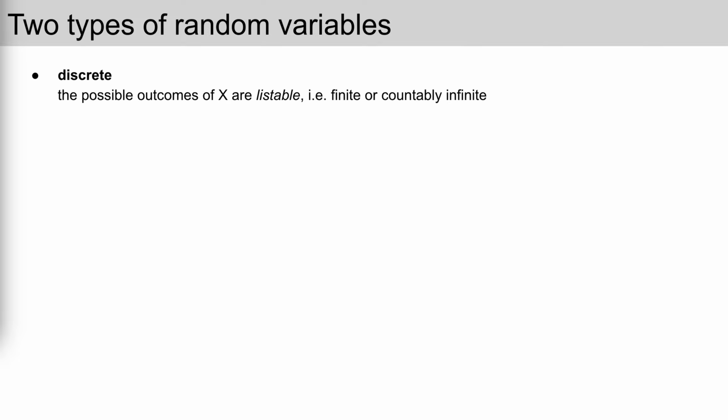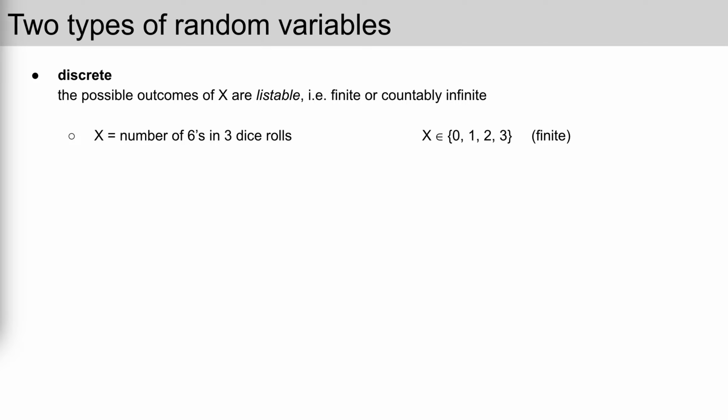In general, there are 2 types of random variables. First, a random variable X is discrete if its possible outcomes are listable, that is, if they are finite or countably infinite. Let's consider some scenarios. As in our example, if X is the number of heads in 3 coin flips or the number of 6s in 3 dice rolls, then X is discrete. It has a finite number of possible outcomes, 0, 1, 2, or 3.